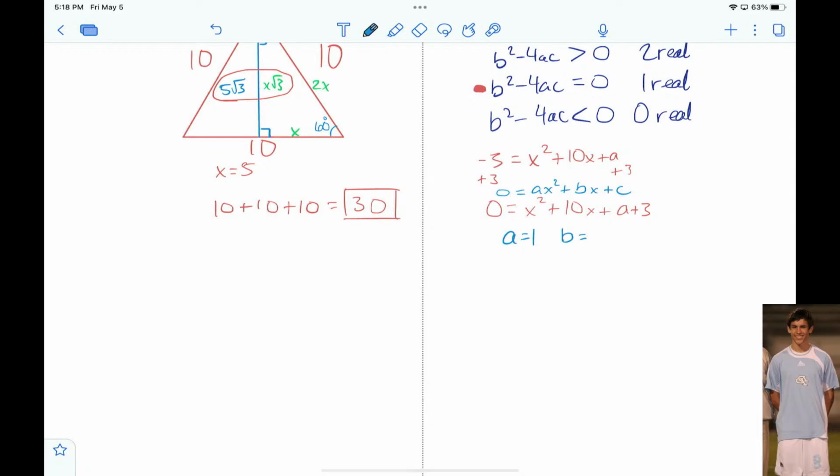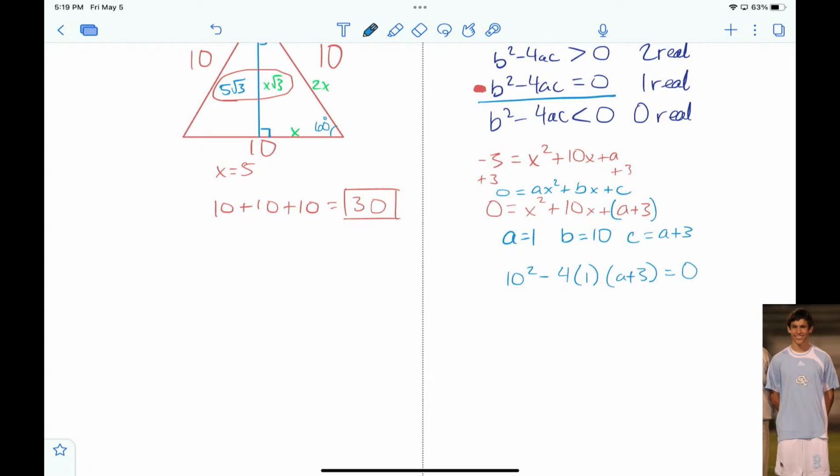So then b here is 10. And then c is actually this whole thing. So now I'm just going to plug it into that equation right there. So b squared, so that's 10 squared, minus 4 times a, which is 1, times c, which is a plus 3. And this should be equal to 0, because our discriminant told us that if we have one real solution, it should be equal to 0.